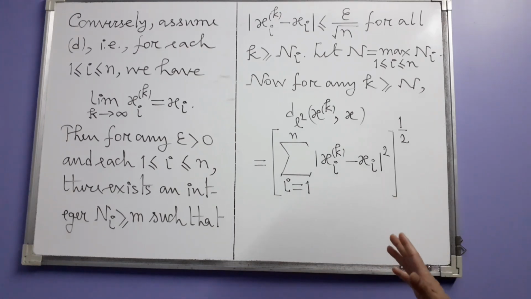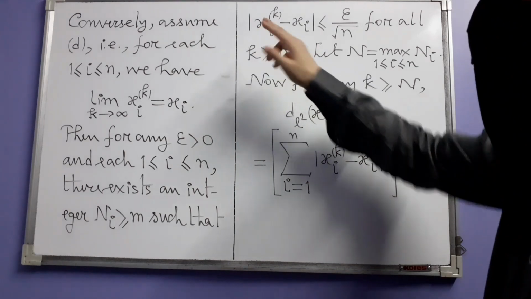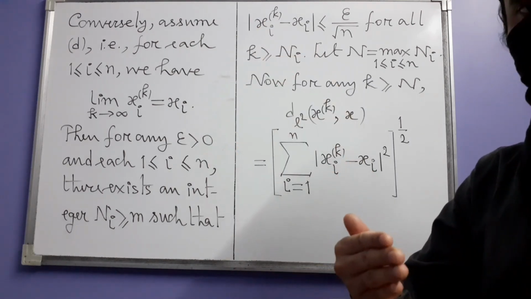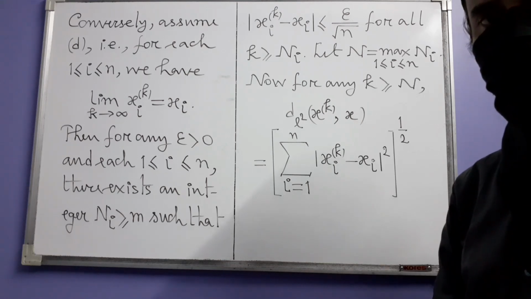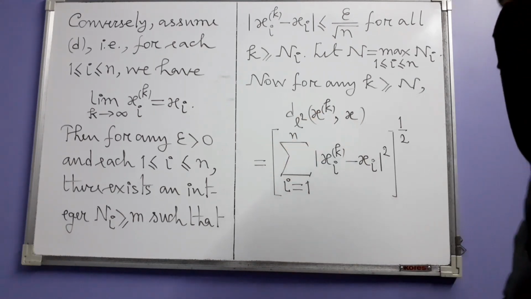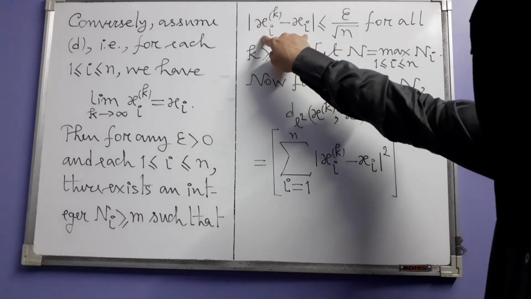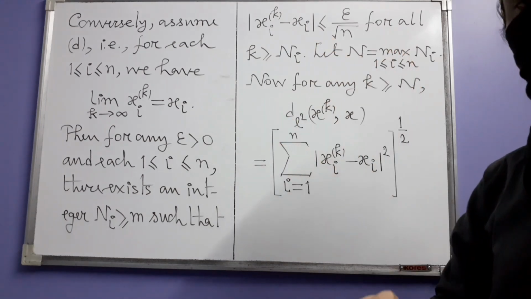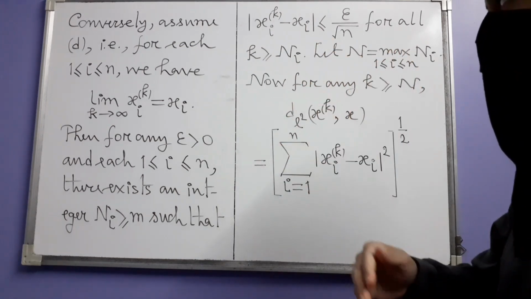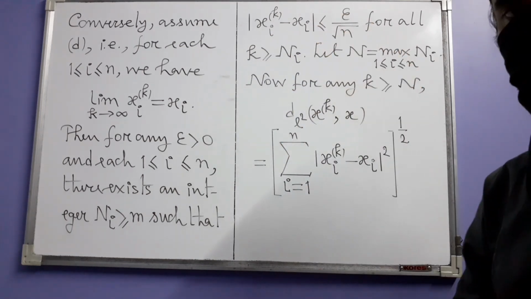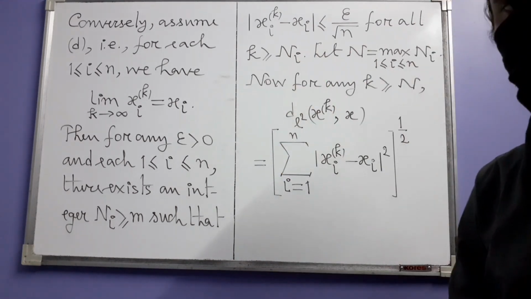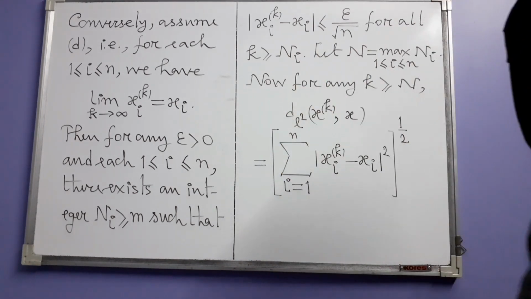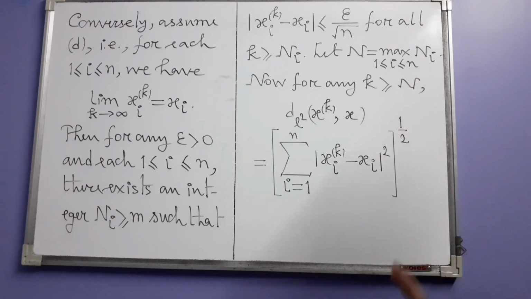Do not get confused, okay? i varies from 1 to n, but k varies from m to infinity. These are two different variables. So for a single value of i, we are looking at how the terms of that sequence behave as you change k. All right. So now where are we?